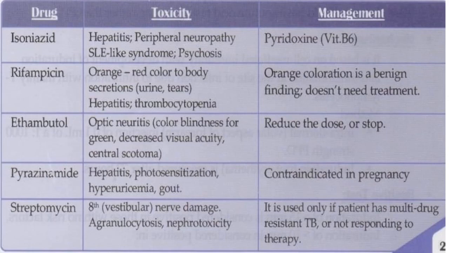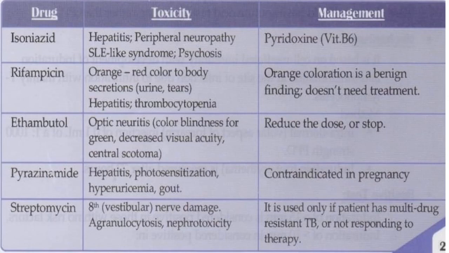So these are the first line agents given in tuberculosis. First is isoniazid, and it should always be started with vitamin B6, also known as pyridoxine, to prevent the symptoms of deficiency. Example: peripheral neuropathy, stomatitis, glossitis, cheilosis and convulsions. These all can occur due to deficiency of vitamin B6. So when you start isoniazid, vitamin B6 is essential. And the toxicity of isoniazid is seen by hepatitis, peripheral neuropathy, SLE-like syndrome and psychosis.